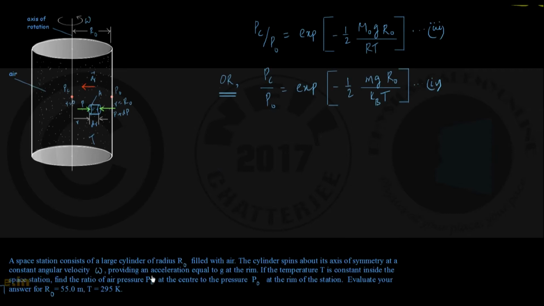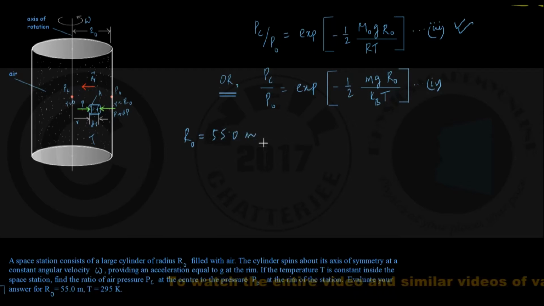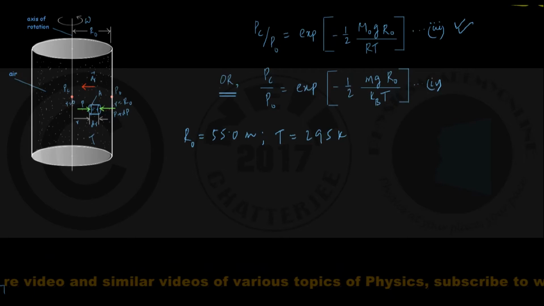Now for numerical calculation, I shall make use of equation number 3 here, although either of the result is perfectly all right. And let us write down the data given in the problem, that is R0, radius of this space station, that was given to be 55.0 meter. Also, Kelvin temperature of the station was given to be 295 Kelvin. These two taken from the question.